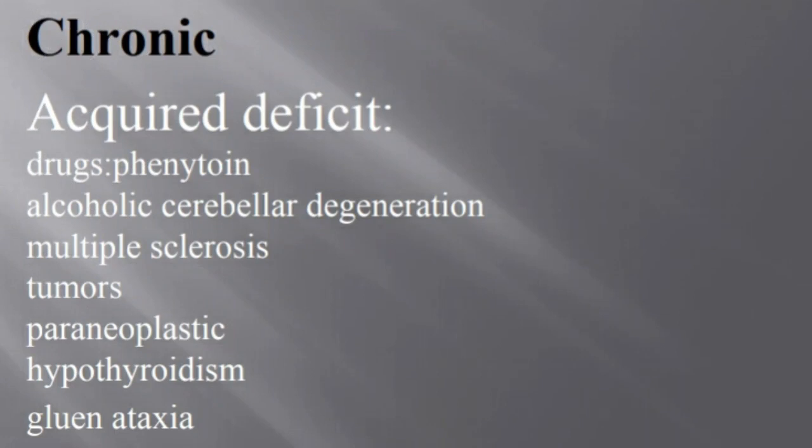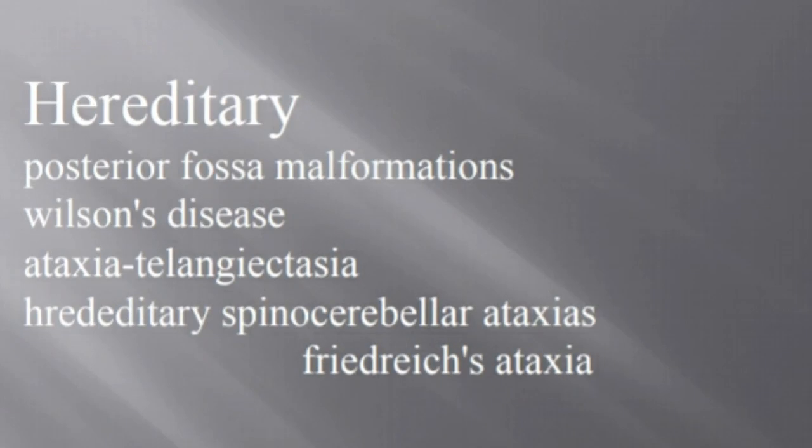Chronic acquired deficit: drugs like phenytoin, alcoholic cerebellar degeneration, multiple sclerosis, tumors, paraneoplastic, hypothyroidism, gluten ataxia, like in celiac disease, or chronic ataxia due to hereditary causes like posterior fossa malformation, Wilson disease, ataxia telangiectasia, hereditary spinocerebellar ataxia, and Friedreich, for example, Friedreich ataxia.